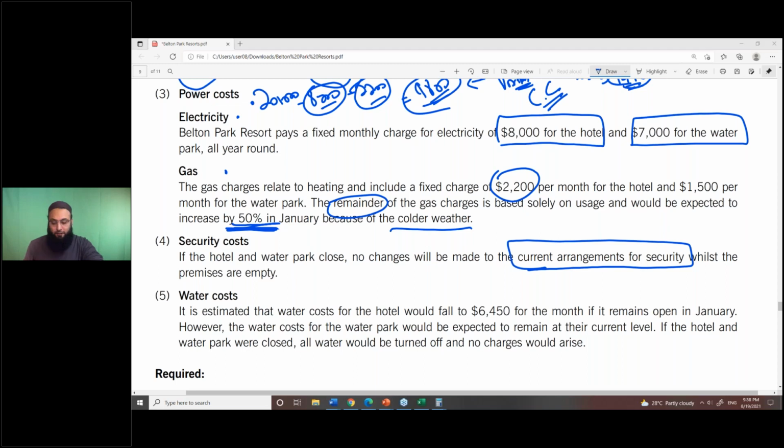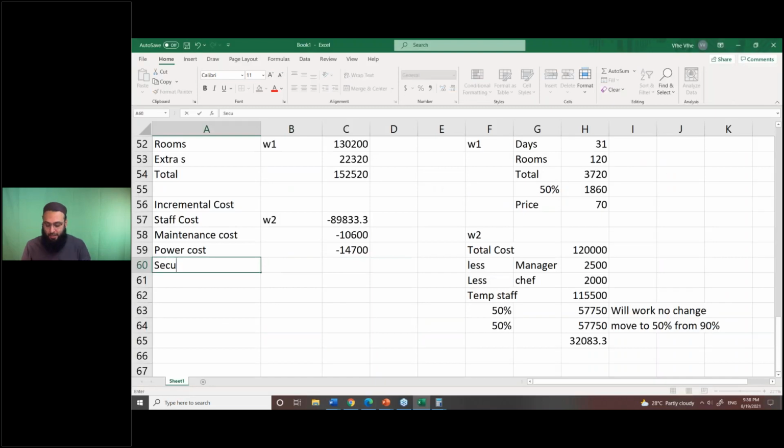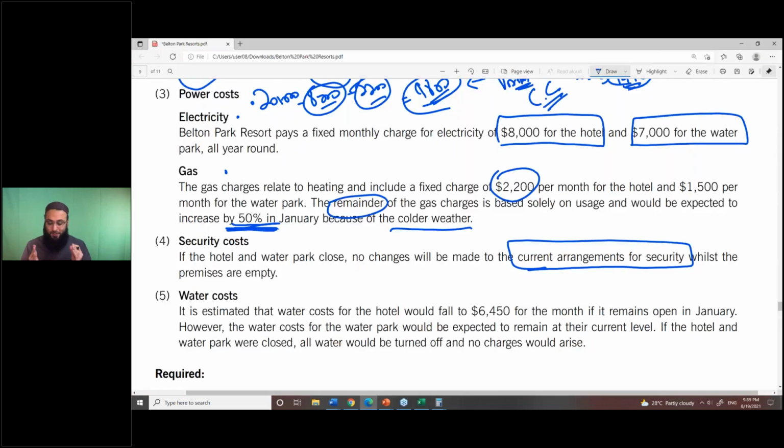Irrelevant. Yes, it's irrelevant. Why? Because this will be something that will continue to arise irrespective of whether you continue this or not. So in terms of these relevant costing principles, the security cost will be 0. Okay, this will be 0. Agreed? Clear? Perfect. Not relevant. Okay, because it is very clearly mentioned no changes will be made to the current arrangement. So it will continue to arise.